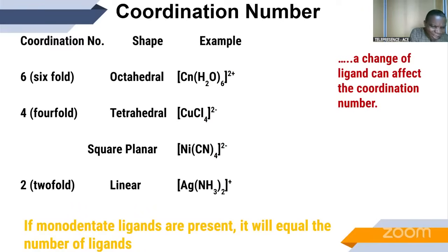Nickelate 2 ion. Now look at the two-fold silver. This one is diamine silver 1 ion. But this is not minus. If this were to be minus, it will be argentate. Remember, the Latin name for silver is argentum. So it will be argentate. But because the charge on it is positive, it is diamine silver 1 ion.